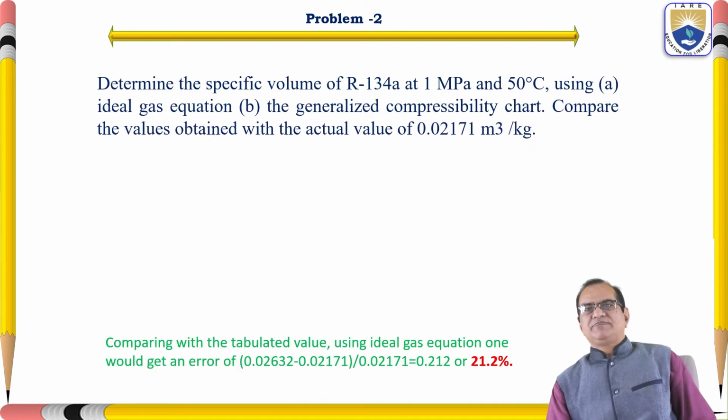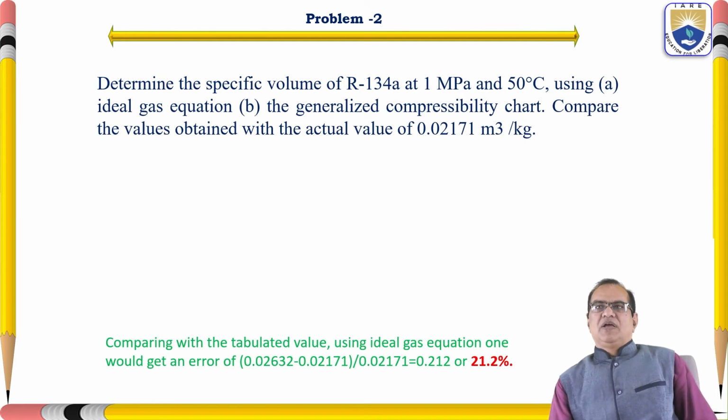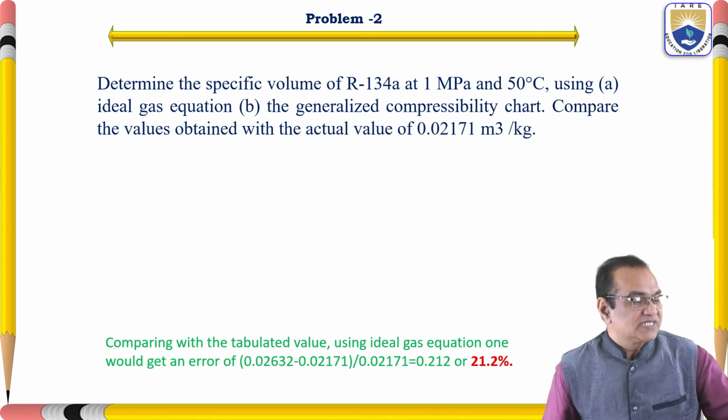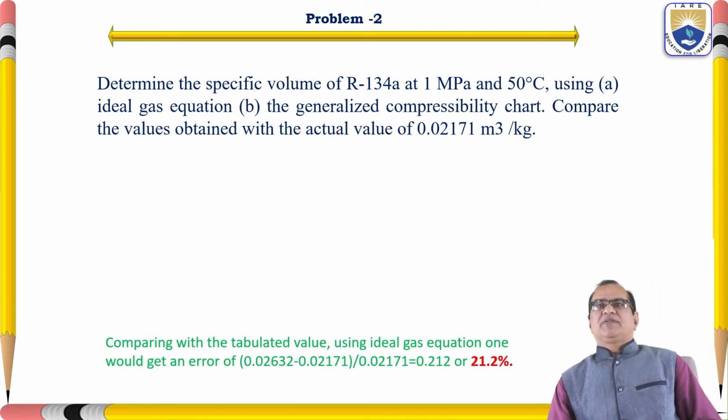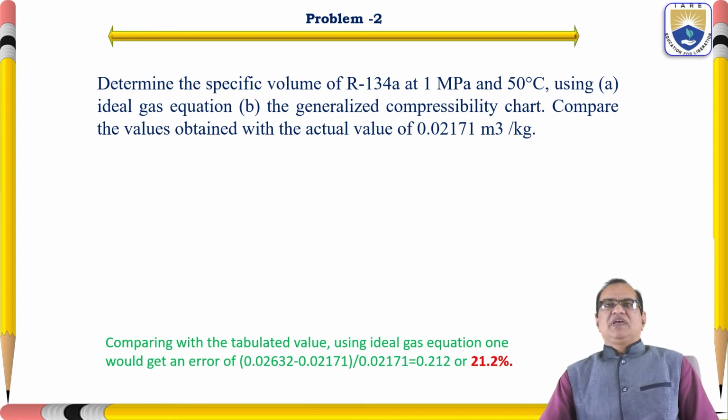Now the next problem, problem number 2. Determine the specific volume of R134A at 1 megapascal and 50 degree centigrade using A, the ideal gas equation, and B, the generalized compressibility chart. Compare the values obtained with the actual value of 0.02171 meter cube per kg.